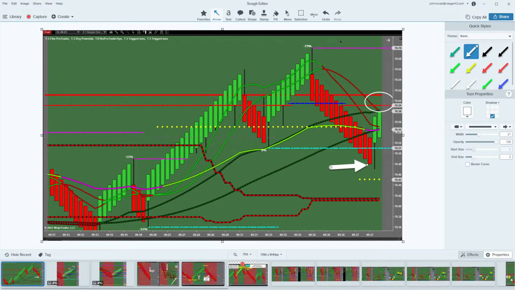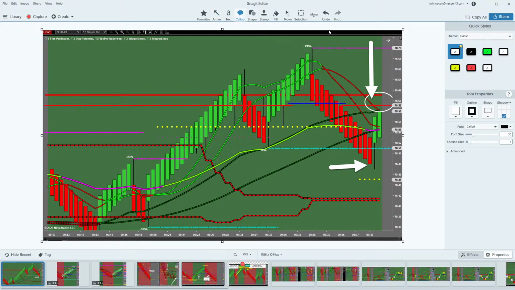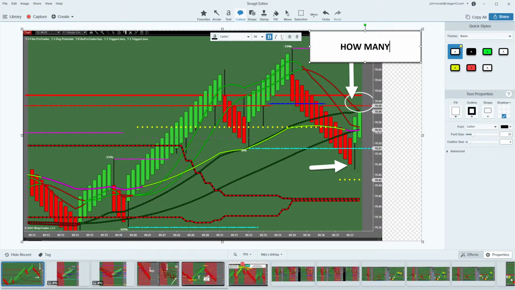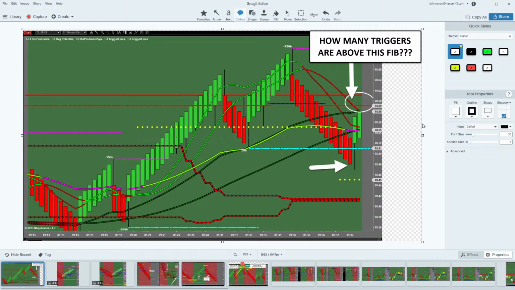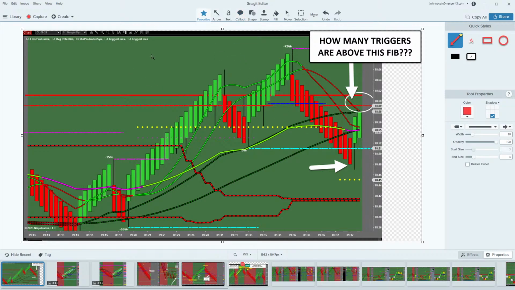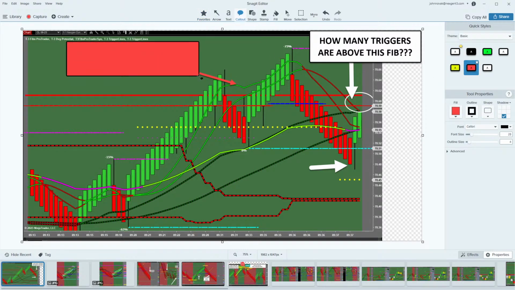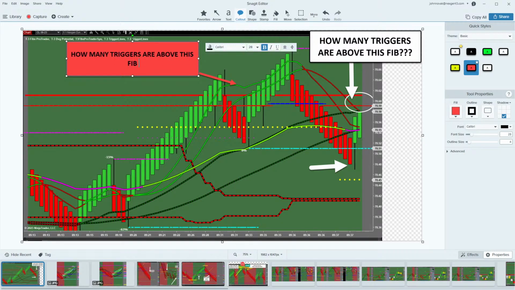So the question is, and I want you guys to answer it, because I think when you answer, how many triggers are above this fib? You're saying the first one? All right. So, Jose, let's answer the question here. I could do this all day long. How many triggers are above this fib first? And then number two, are the rules met for a long trade?